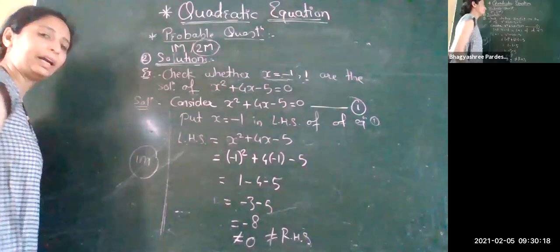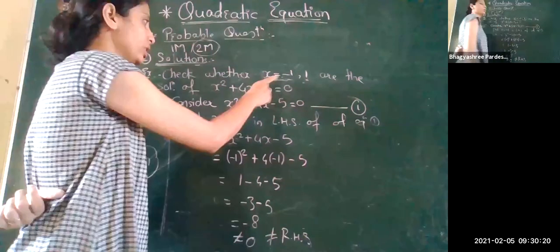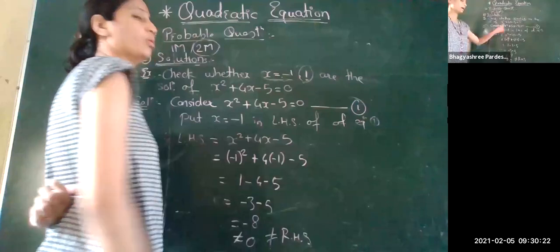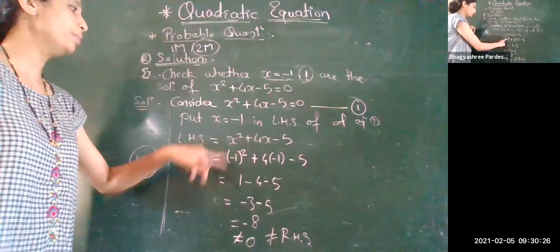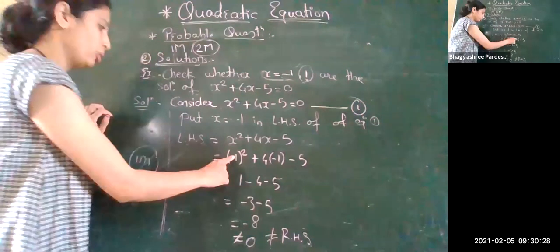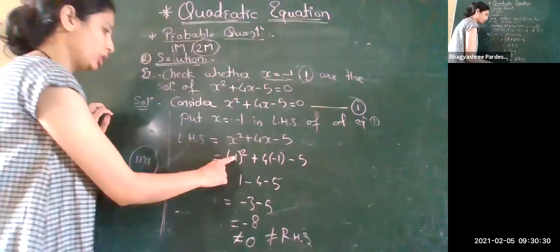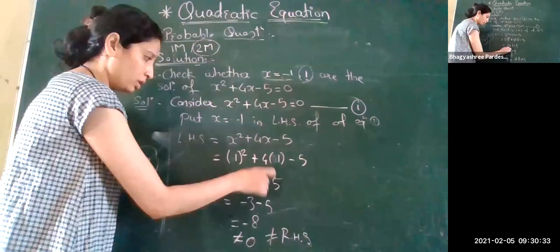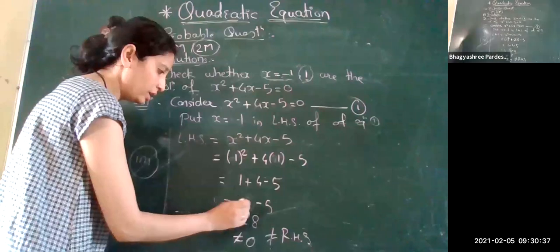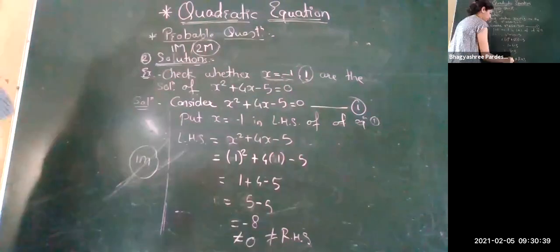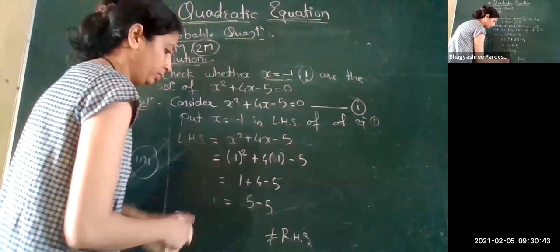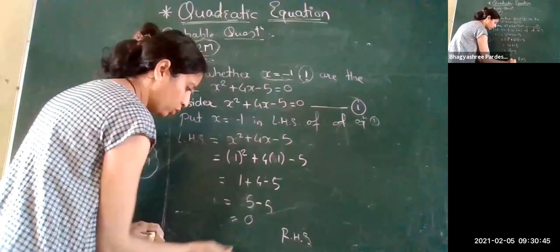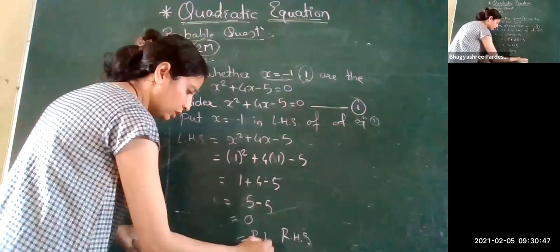Now let's solve for x is equal to plus 1. Same method I am doing here. Now put x is equal to 1 in the given equation. So this is plus 1 now. So 1 plus 4 minus 5. So here we get 5 minus 5, that is equal to 0, and since this is equal to 0, this is equal to RHS.